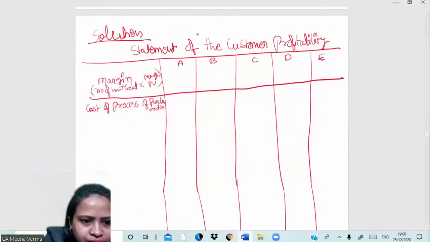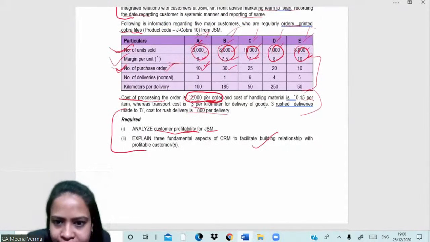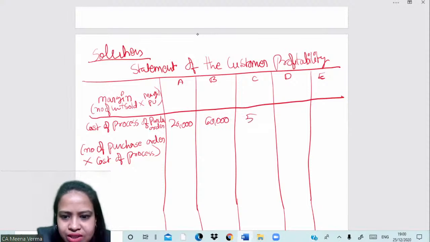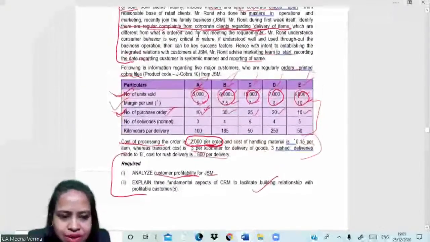What will we do here? Number of purchase orders into cost of processing the order, which is 2000 given here. So 2000 into 10, 2000 into 30, 2000 into 25, 2000 into 20, 2000 into 10. In this way you will get the cost of processing purchase orders: 20,000, 60,000, 50,000, 40,000, and 20,000.